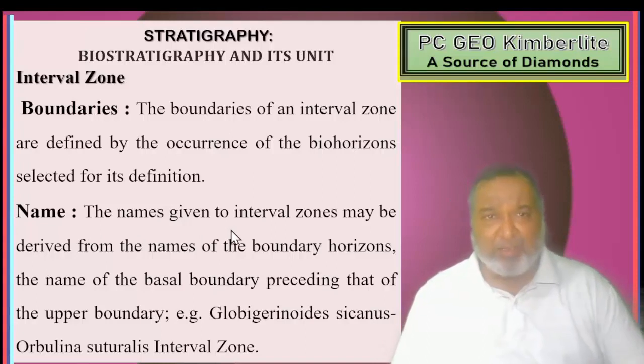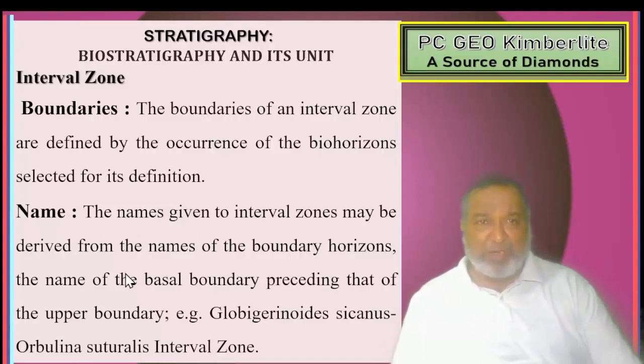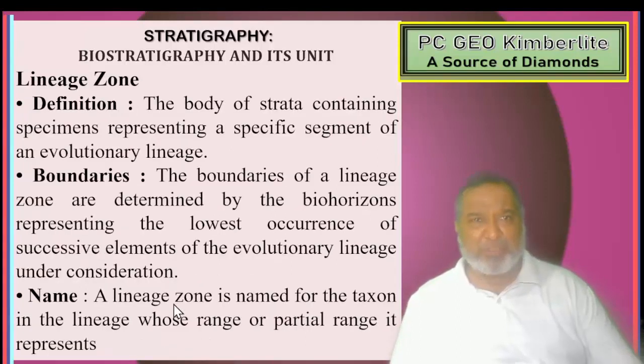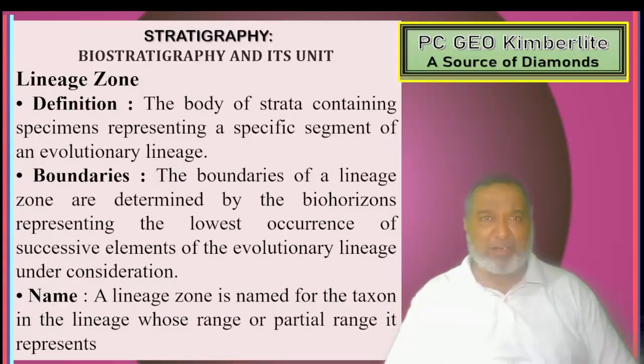The boundaries of an interval zone are defined by the occurrence of the biohorizon selected for its definition. The names given to the interval zone may be derived from its name boundary horizon and the name of the basal boundary preceding that of the upper boundary. Globigerinoides sicanus, Orbulina suturalis interval zone. So this is how we are going to make out that particular zone.